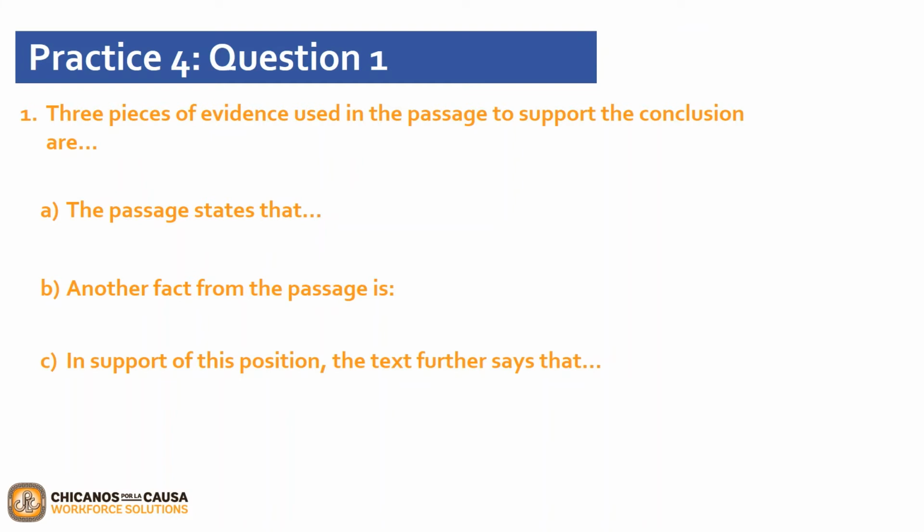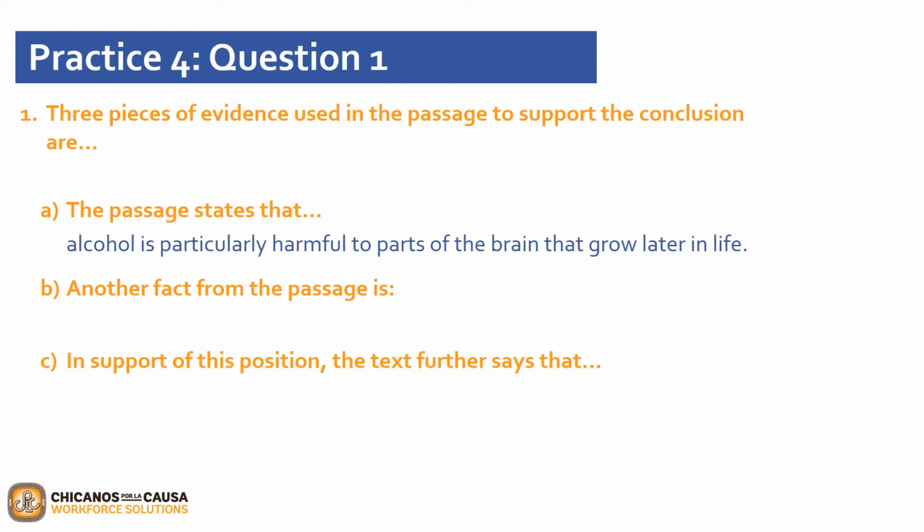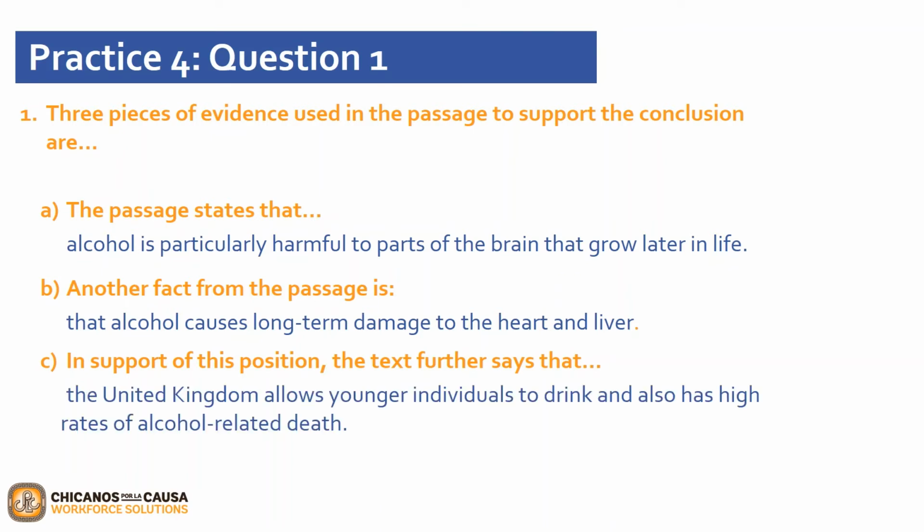A says, the passage states that alcohol is particularly harmful to parts of the brain that grow later in life. B says, another fact from the passage is that alcohol causes long-term damage to the heart and liver. C says, in support of this position, the text further says that the United Kingdom allows younger individuals to drink and also has high rates of alcohol-related death. At this time, please pause the video and complete questions 2 and 3 and click play to continue.